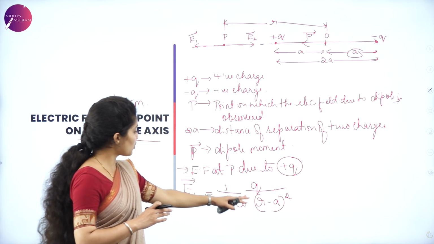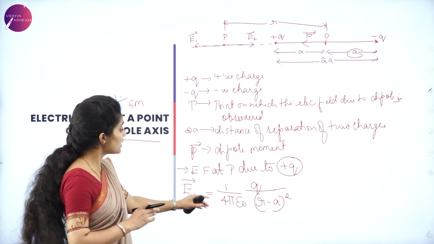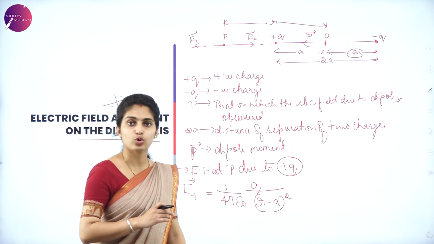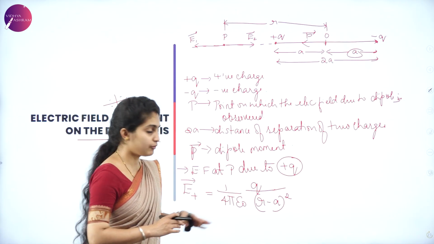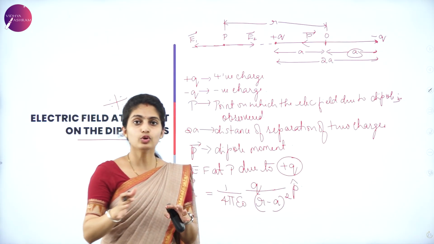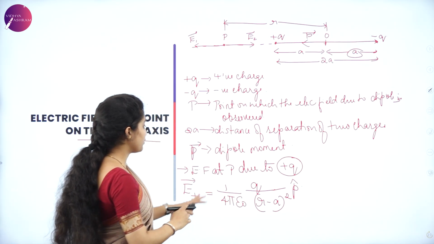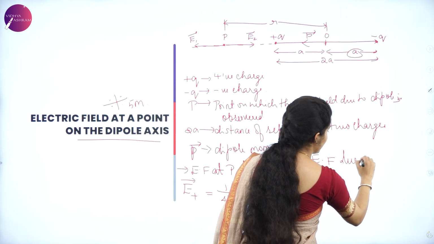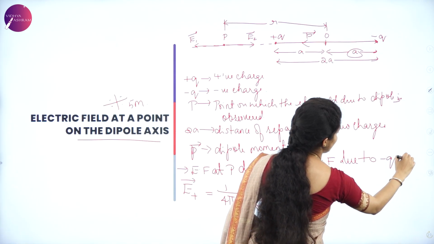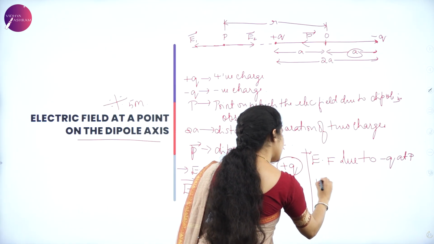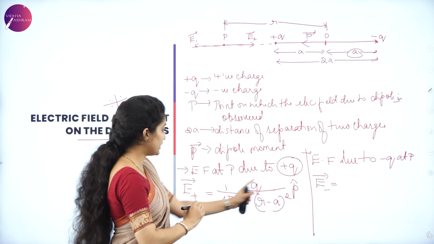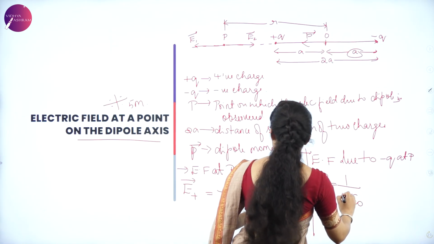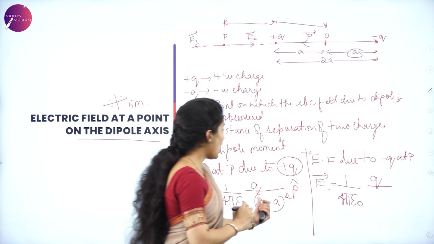So here you consider only one of the charges, the positive charge, first. So E vector plus is 1 by 4 pi epsilon naught, Q divided by R minus A the whole square, into P cap, just in order to balance the equation. Similarly, consider the electric field due to minus Q at P, E vector minus, due to the negative charge.